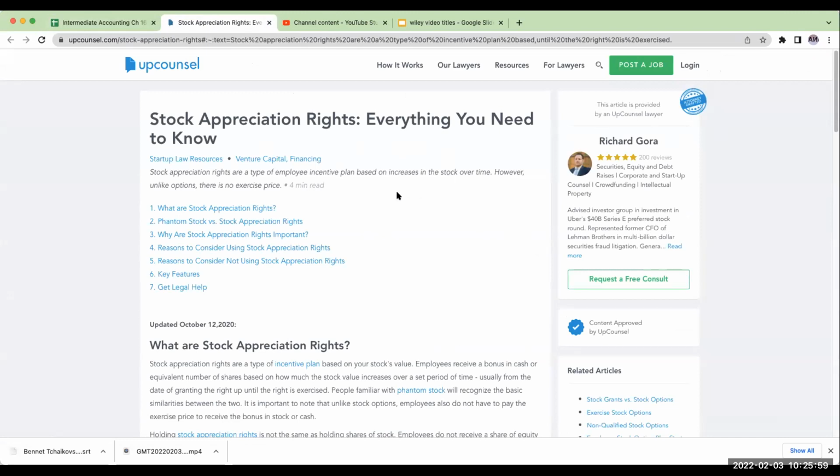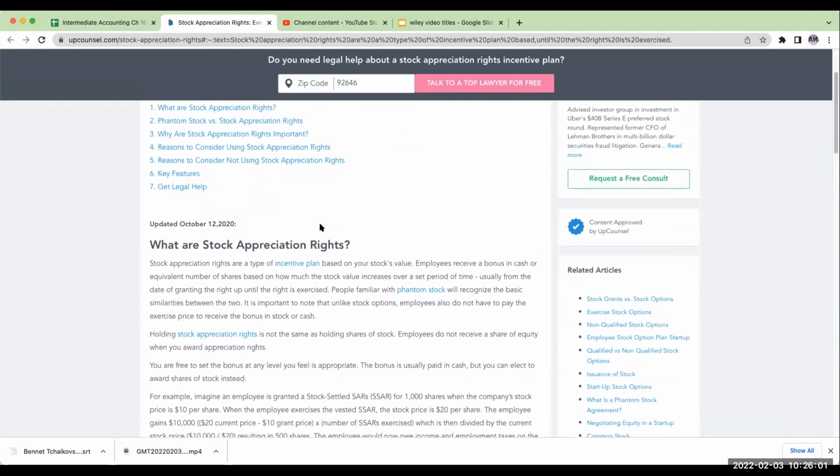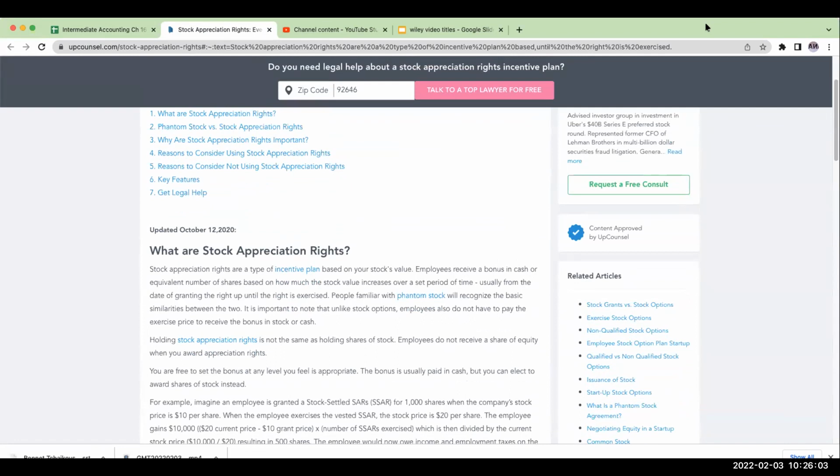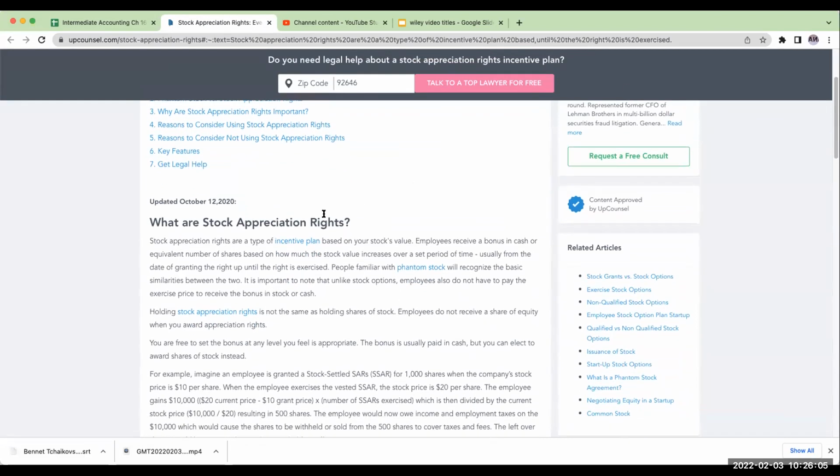This article was provided by an UpCounsel lawyer. And they're asking me if I want to talk to a top lawyer for free, but what are stock appreciation rights? So this is something that if you want to check out, I will try to remember to leave the links below when I do the video.